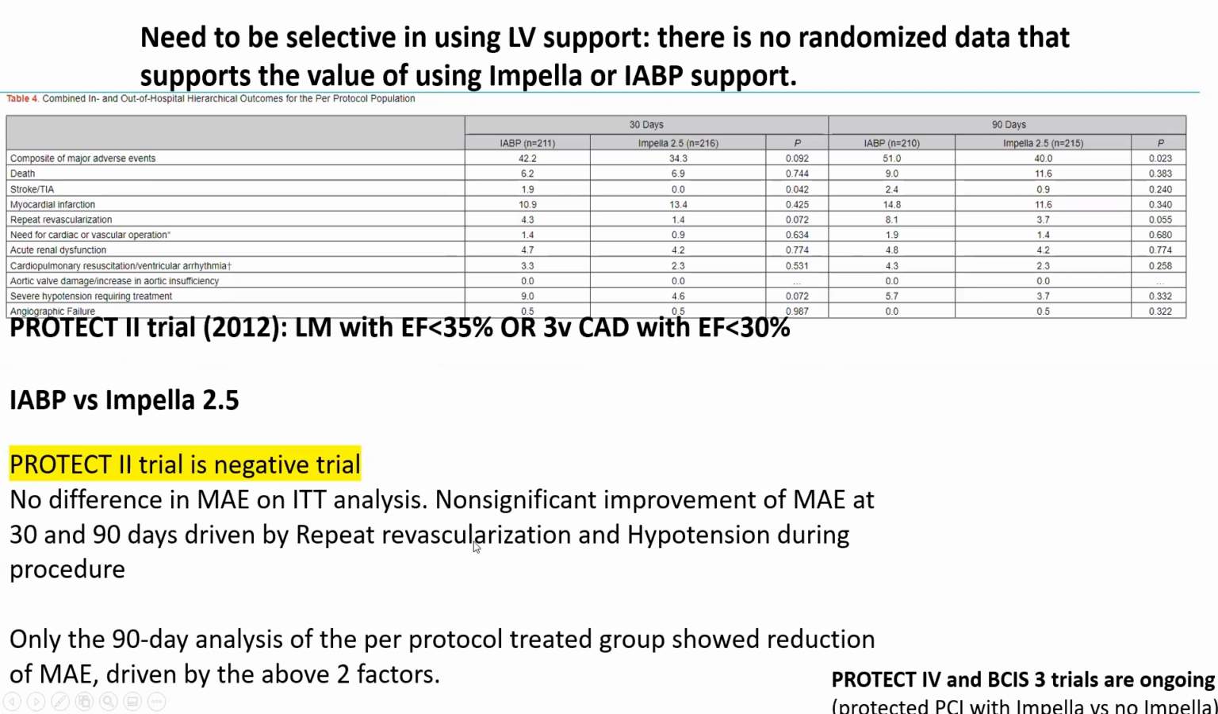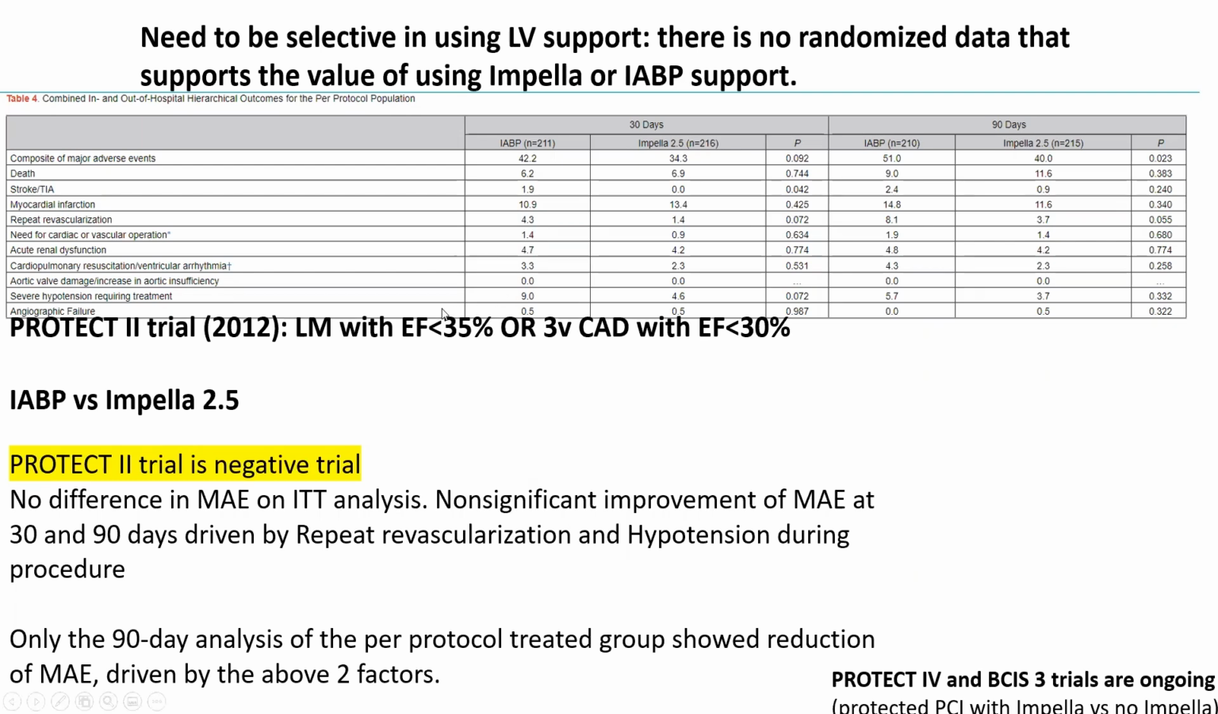Now, why do we need to be selective in using LV support? Because there is no randomized data that supports the value of using Impella or balloon pump support during PCI. There is this famous PROTECT 2 trial published in 2012 of Impella 2.5 versus balloon pump. It's a negative trial for Impella, yet somehow interventionists have spun that trial to consider it a positive trial and to support the use of Impella. I totally disagree with it.